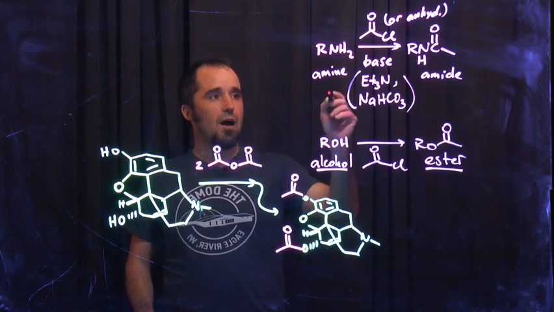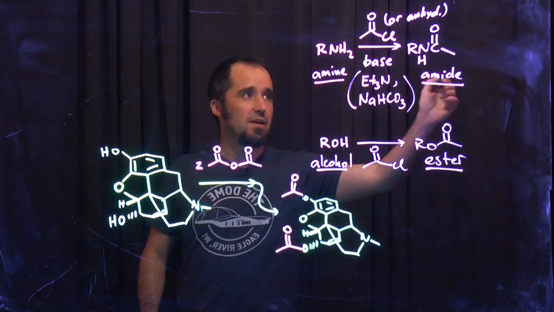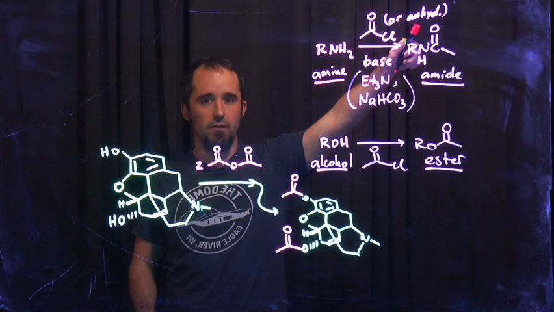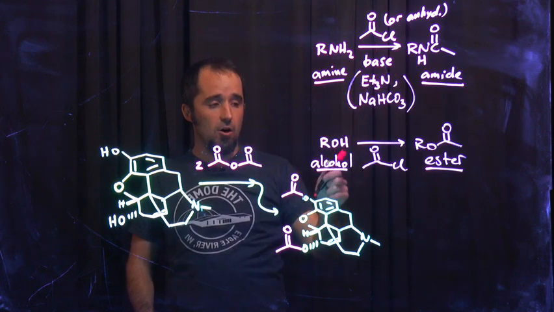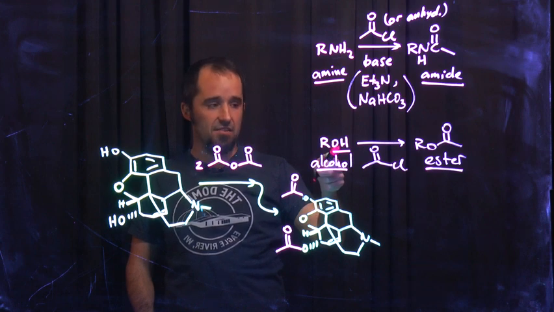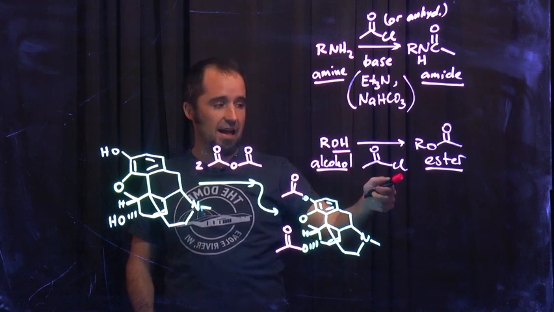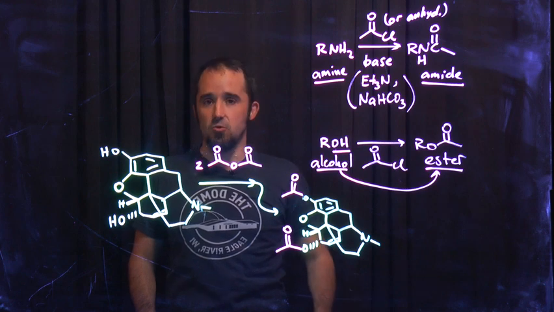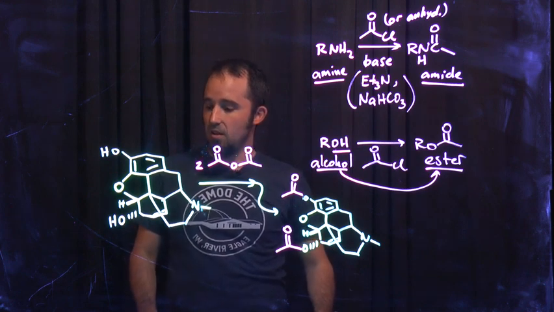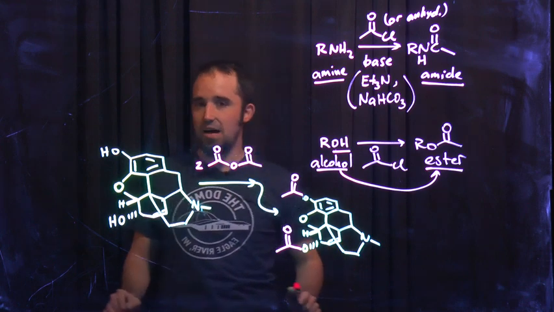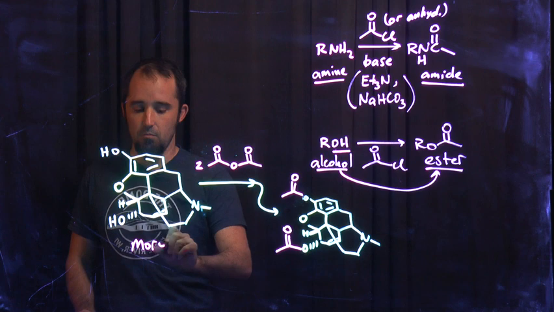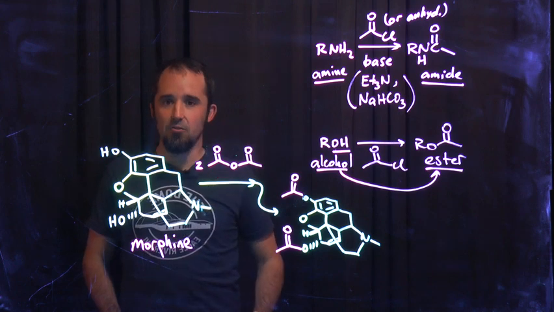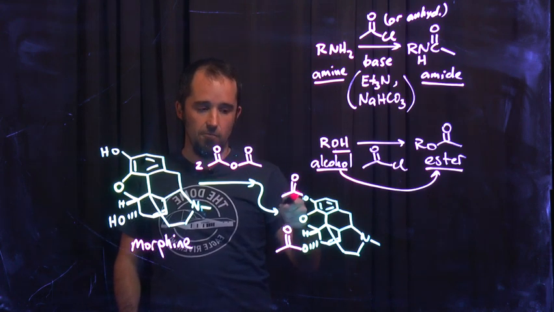Okay, so we just went over how I can turn an amine into an amide by using an acid chloride. I can also use an acid anhydride in exactly the same way. I could also take an alcohol and use an oxygen as a nucleophile to attack some acid chloride or anhydride to get an ester. So this is also my way to make alcohols into esters. So here's an example. This is a very complicated natural product found in the opium poppy. This is morphine. If I treat morphine with acetic anhydride, I'm going to form a diester here, right?